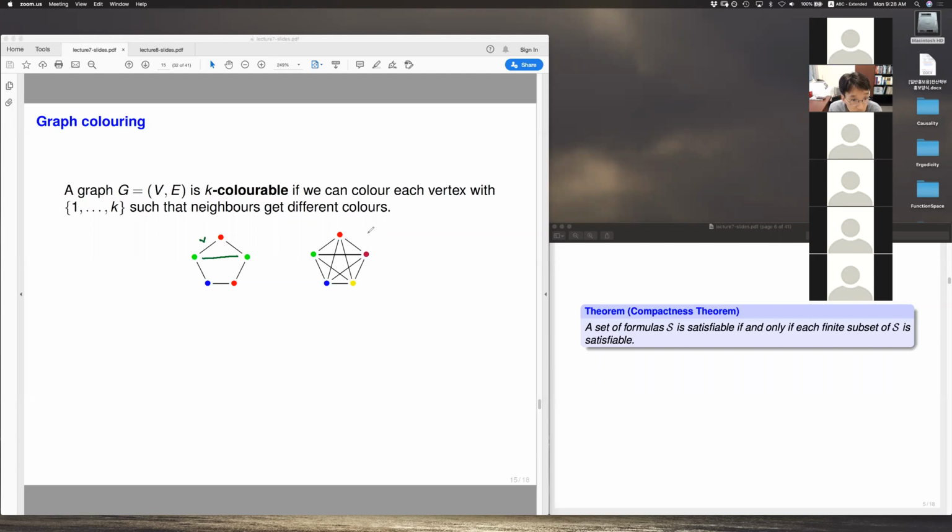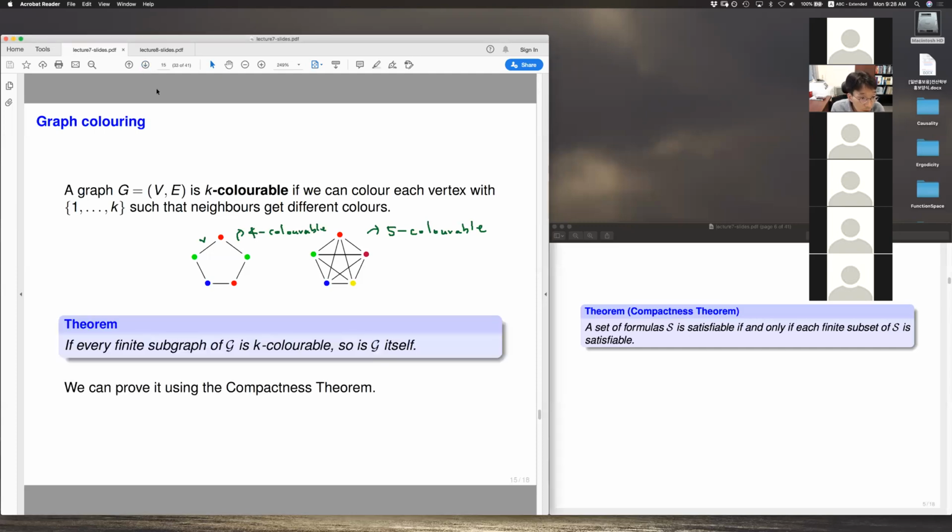So this one is, you can say, 5-colorable. And the original graph here is 4-colorable. Of course, colorability doesn't mean we are using the minimum number of colors. It just means that there is a way to color it. Okay.